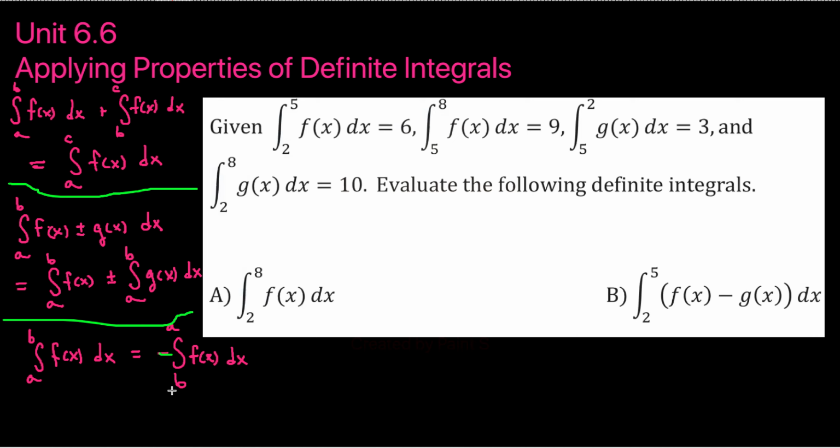We're given certain facts, and then they ask us to evaluate. The first thing they ask is this integral right here. Let's see what information I have about f of x. I know that from 2 to 5, the integral of f of x dx is 6. Then from 5 to 8, it's 9. So this is as simple as using that first property. This is the integral from 2 to 5 of f of x dx plus the integral from 5 to 8 of f of x dx.